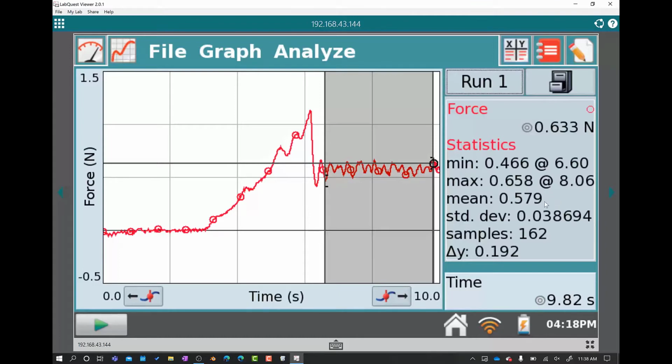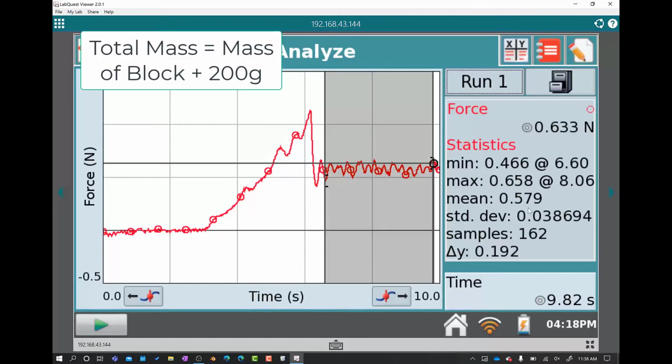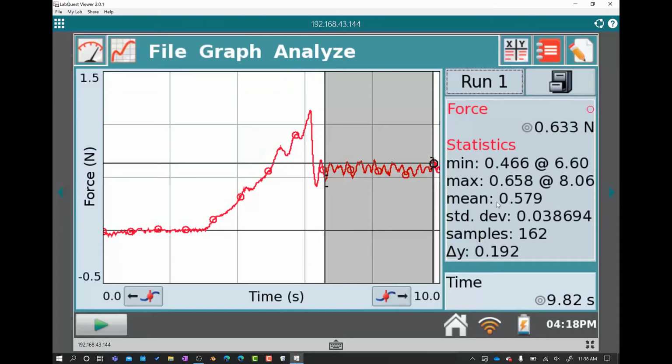We also need to add in the mass of the block itself. And so this pulling force of 0.579 newtons is being balanced with the kinetic frictional force. Since I'm pulling at a constant speed, they must be balanced, no acceleration, so the forces must balance. So 0.579 newtons is equivalent to our kinetic frictional force for this first trial with 200 grams on top of the block.